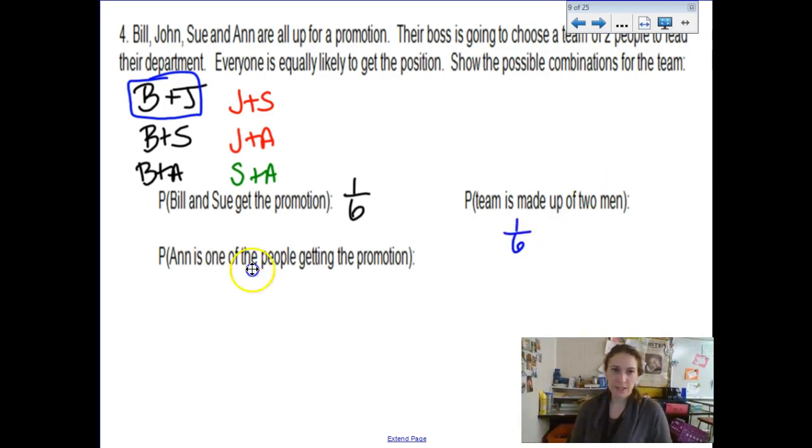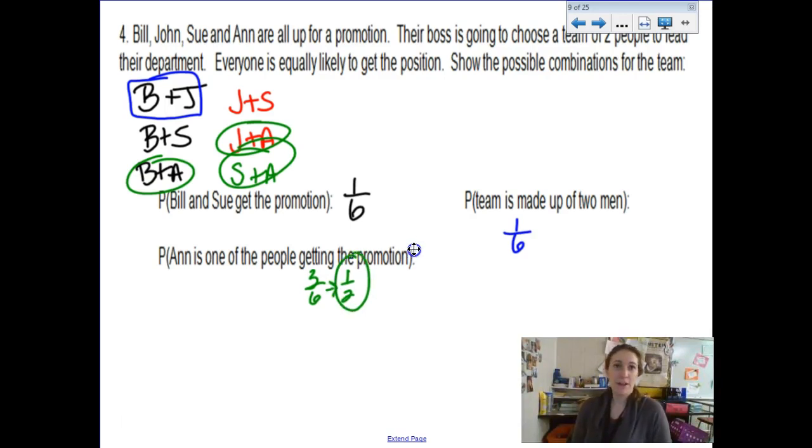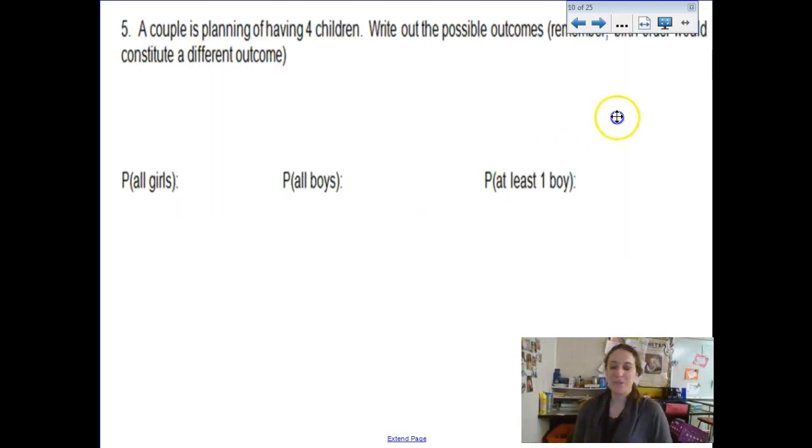And then the probability that Ann is at least one of the people getting the promotion. So here's Ann, here's Ann, here's Ann. So that would be 3 out of the 6 teams. So Ann has a 50% chance of being on a promotion. Actually, all of them have a 50% chance. So that's nice.